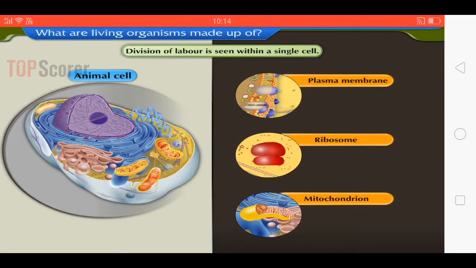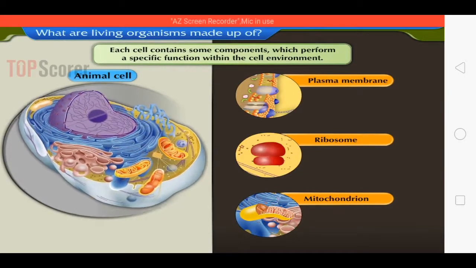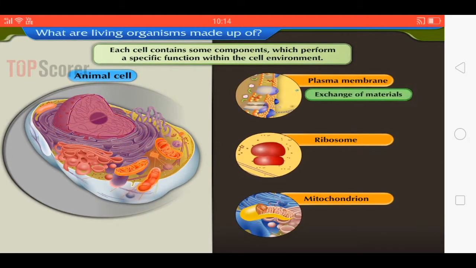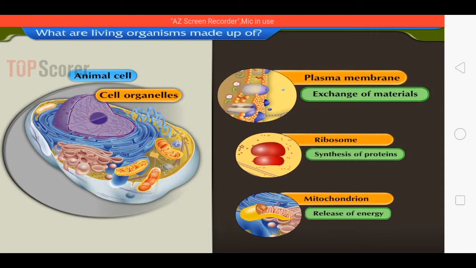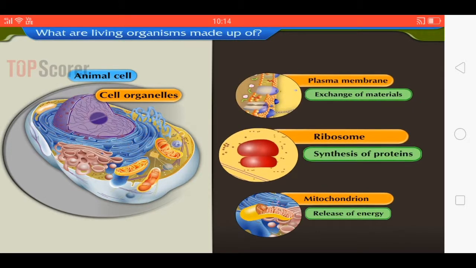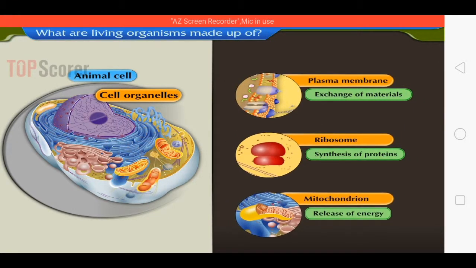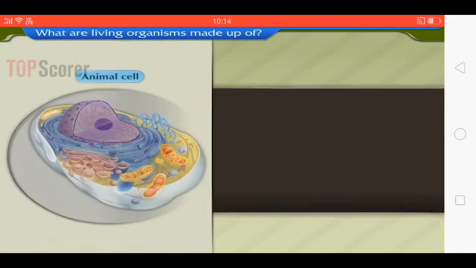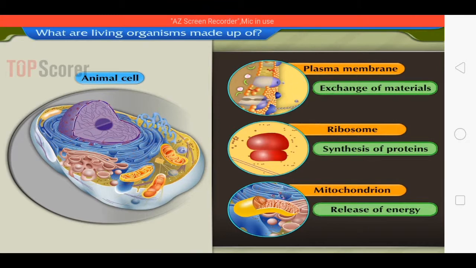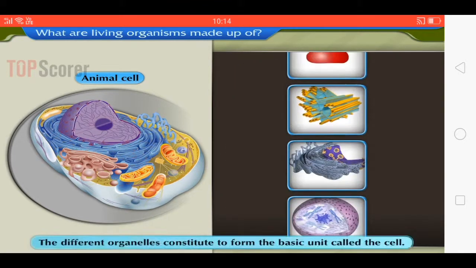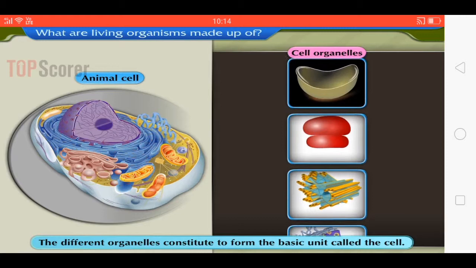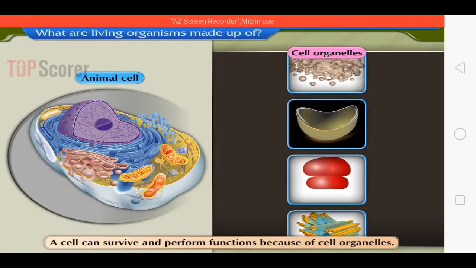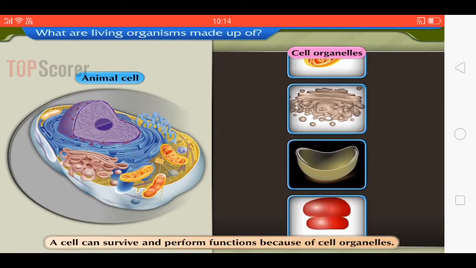Division of labor is seen within a single cell. Each cell contains some components which perform a specific function within the cell environment. The different components of a cell are known as cell organelles. Exchange of materials, synthesis of proteins, and release of energy are some of the specialized functions of the cell. These functions are performed by specialized cell organelles. The different organelles constitute together to form the basic unit called the cell. A cell can survive and perform all its functions because of these organelles.